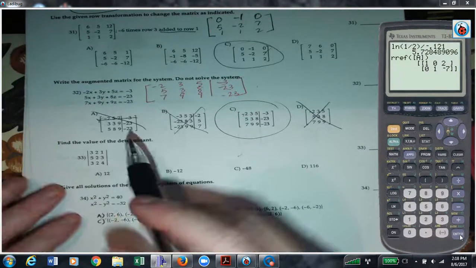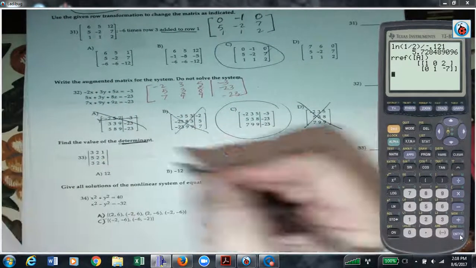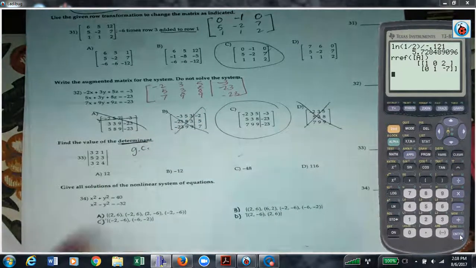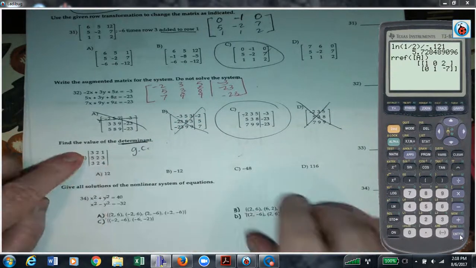Find the value of the determinant. Use your graphing calculator. So define that matrix.